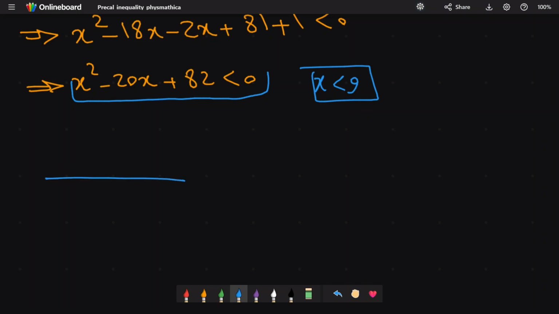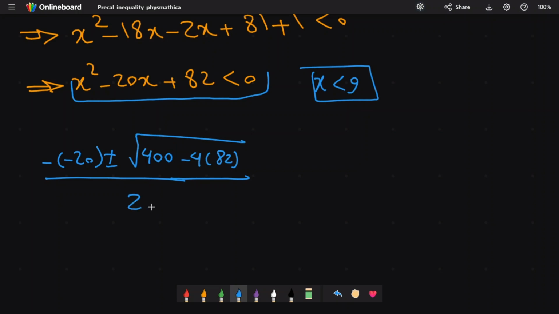Now let's solve this quadratic equation. As you know, it's a very simple thing to do. I have minus b plus or minus the square root of b squared minus 4ac over 2a. So now let's do that. It's going to be minus 20 plus or minus the square root of, so this to the power of 2 is going to be 400 minus 4, our a is 1, our c is 82, over 2a.